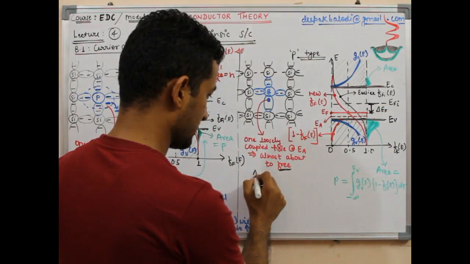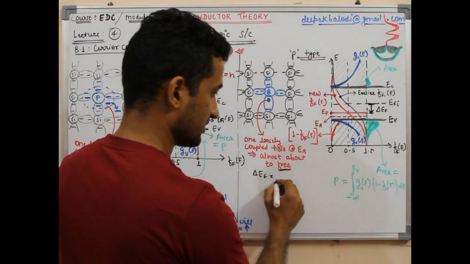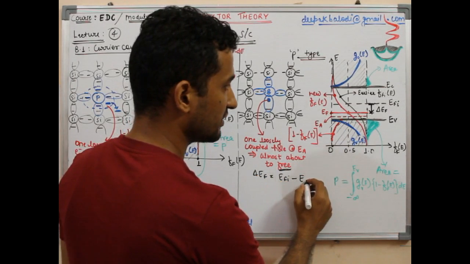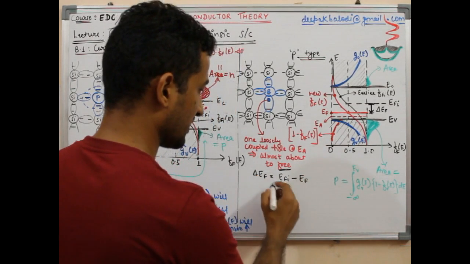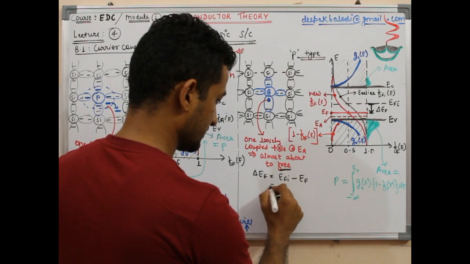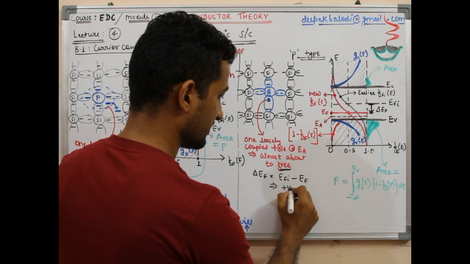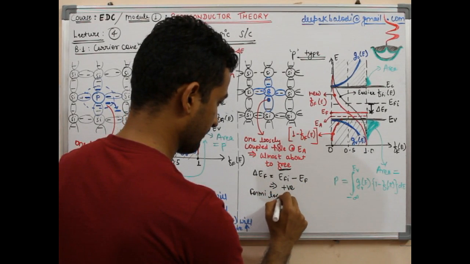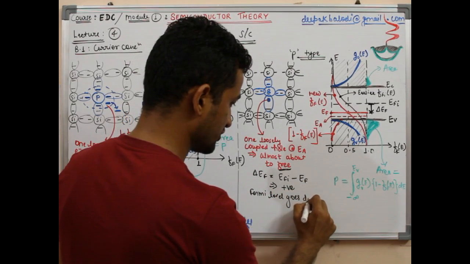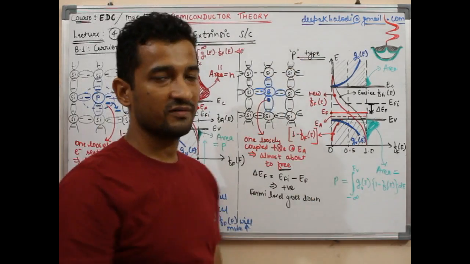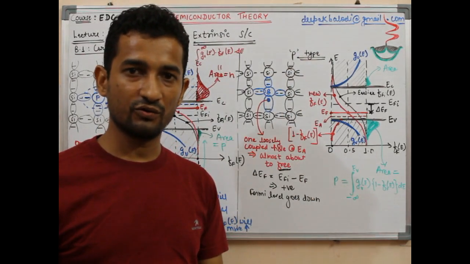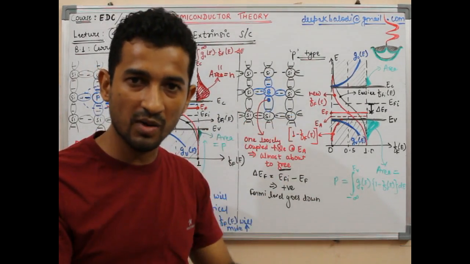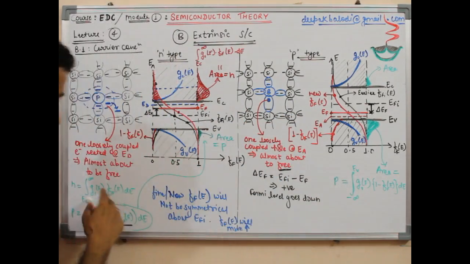So delta EF here is EFI minus EF, where EF is the new Fermi level. So it is positive, that means the Fermi level goes down. So in a p-type semiconductor, once we introduce trivalent or acceptor impurity, the Fermi level goes down by EFI.